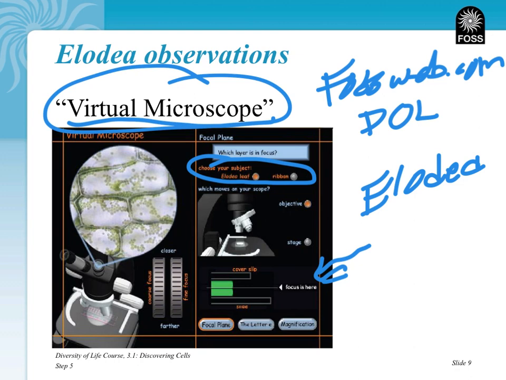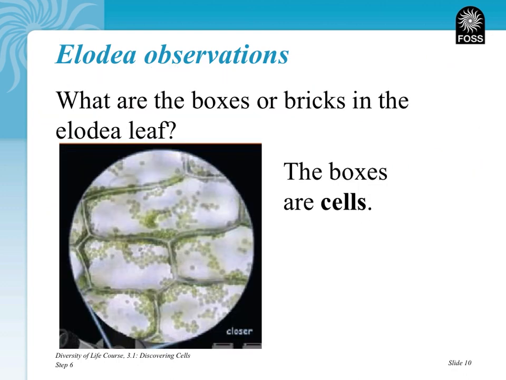To move up and down, you're going to be using the coarse focus over here and the fine focus over here, and as a result, your image will change. So this is the image you're going to use to complete your worksheet part 1 and see what you see. Here's a closer look at what you're going to be seeing. This will look very similar to what we actually see in our class at 400X.